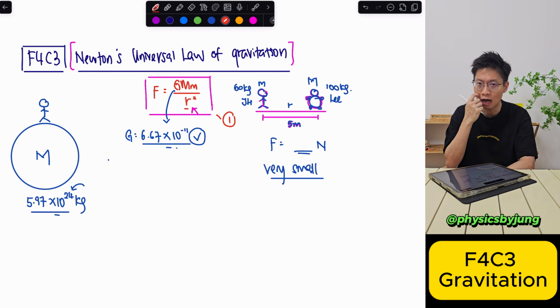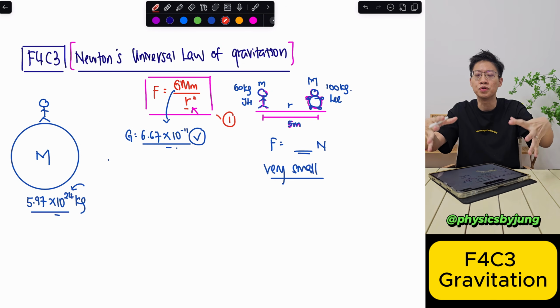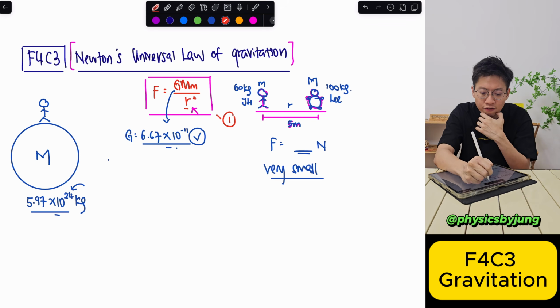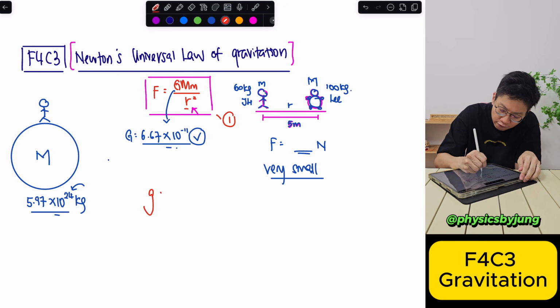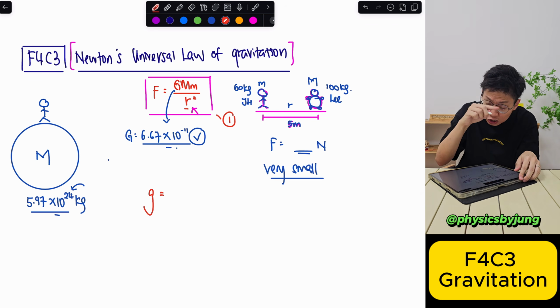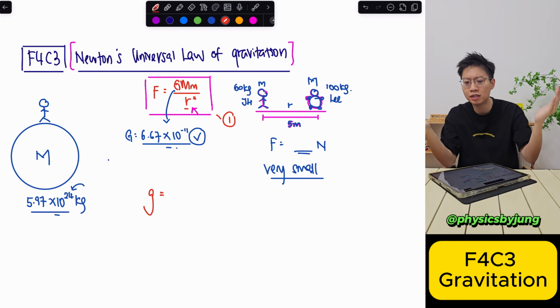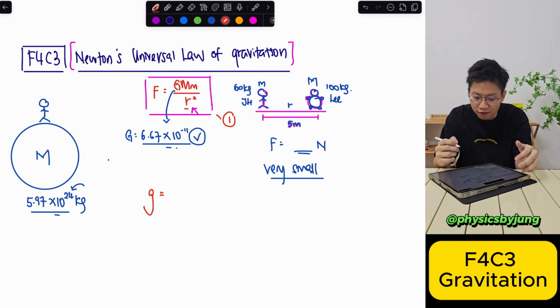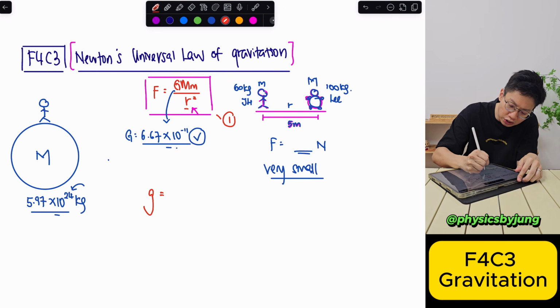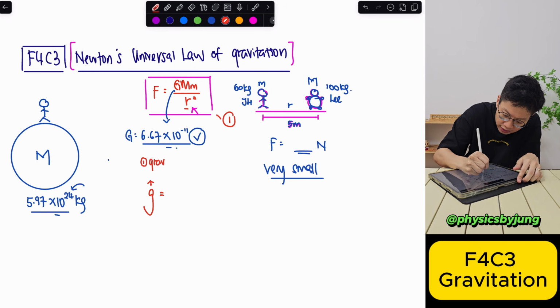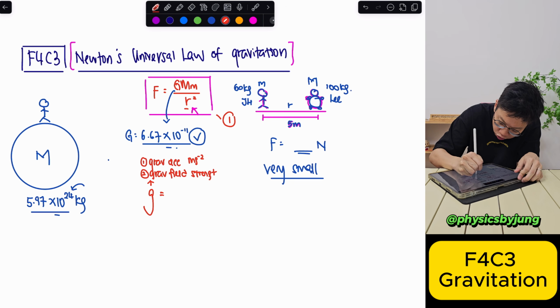Very simple. Now we will use this formula and change it to the second level of formula. My second level formula is called the small g. It is not just called gravity, because a lot of students, the whole chapter is about gravity, so what gravity is this? For this small g, there are actually two names. Number one, we call it the gravitational acceleration, or number two, we could also call it the gravitational field strength.